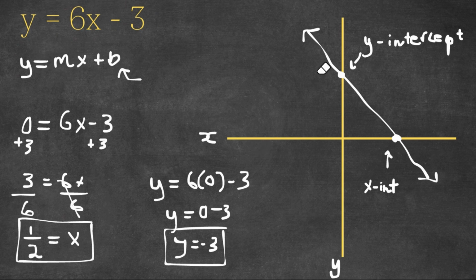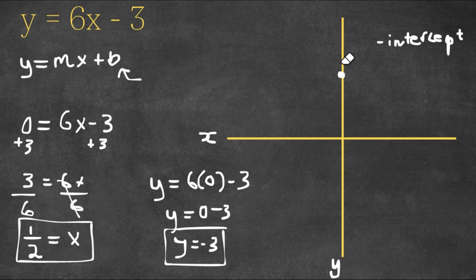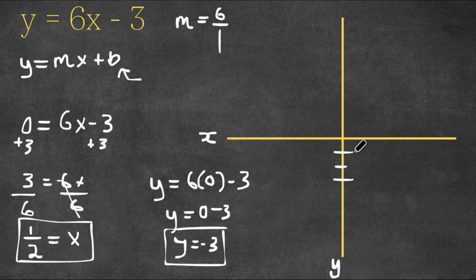Now, let's go ahead and graph this equation. So we always start at our y-intercept. So we go down by 3. So we start over here. Now our slope is equal to 6 over 1. And as you guys probably already know, the slope is the rise over the run. So we're going to go up by 6. 1, 2, 3, 4, 5, 6. And we're going to go to the right by 1 because 1 is our run. So our point would be over here.